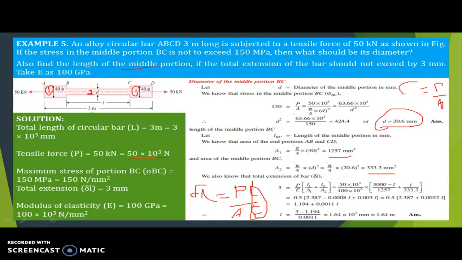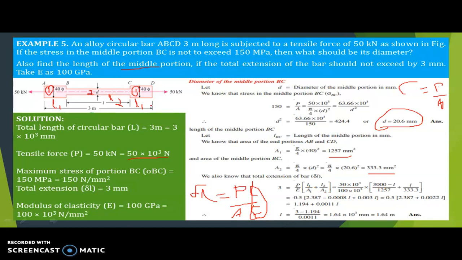Okay, so now substitute the values. What is P? P is equal to 50 into 10 raised to 3, divided by E. E is equal to 100 into 10 raised to 3. And into L1. What is L1 now? See, this is the portion L. This is L1, because I consider this as section 1, and this also is L1. This is also L1. So this is L2 now, because it is for section 2. This is L2.